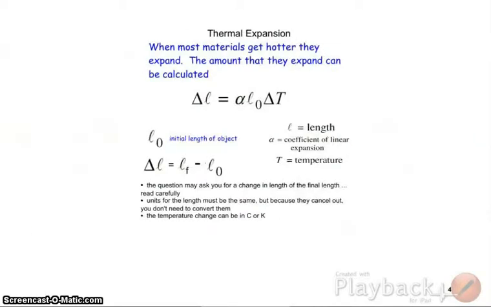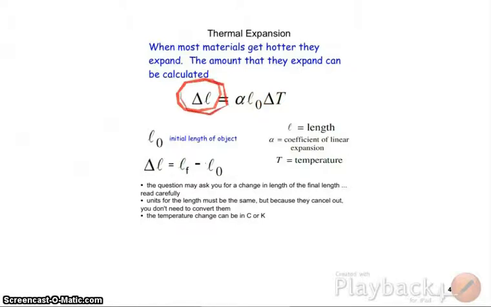Now, thermal expansion. When most materials get hotter, they expand. The amount they expand can be calculated, so it gets bigger. We calculate it by taking the initial length, L0, multiplying it by the coefficient of linear expansion, which is a constant depending on the type of material. For example, the coefficient of linear expansion will be different for brass than it will be for gold, etc. And delta T is the change in temperature, and because it's the change in temperature, it can be in Kelvin or Celsius. You'll get the same answer.